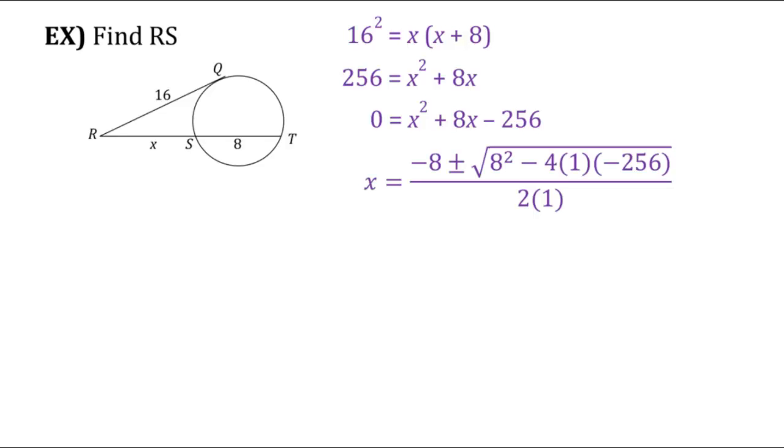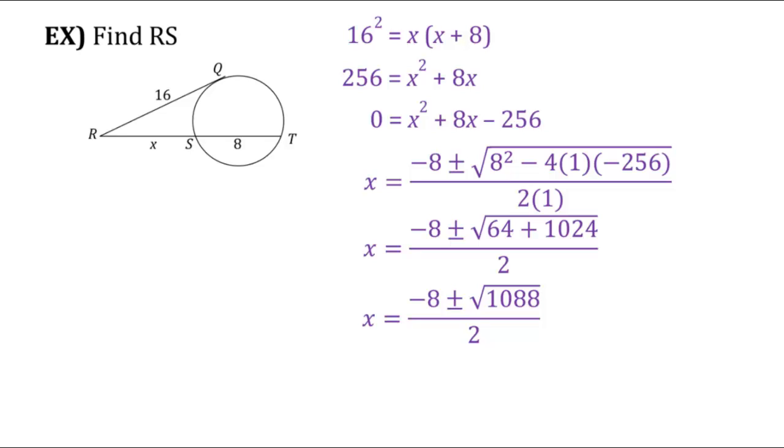So I'm going to take my quadratic equation and plug everything into it. So x is equal to negative 8 plus or minus the square root of 8 squared minus 4 times 1 times negative 256 all over 2 times 1. When I simplify, my 8 squared becomes 64. My negative 4 times 1 times negative 256 becomes positive 1024. And then 2 times 1 was just 2.